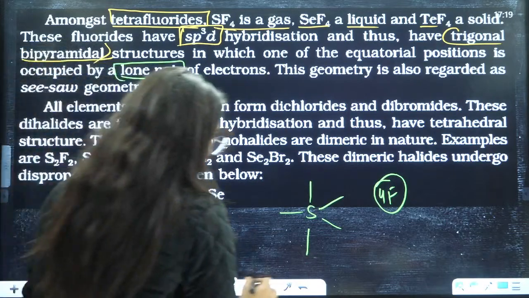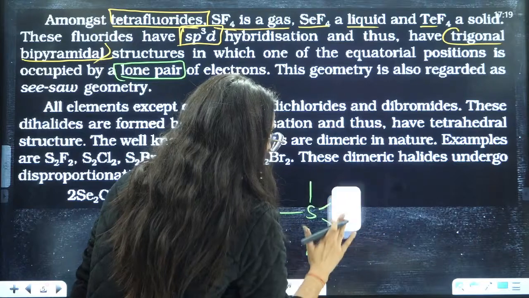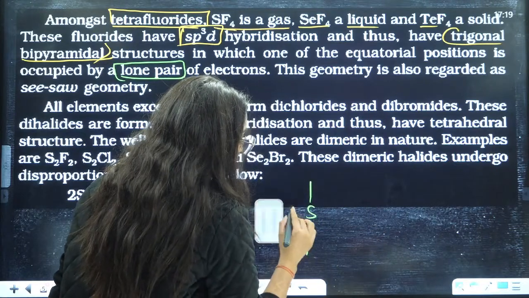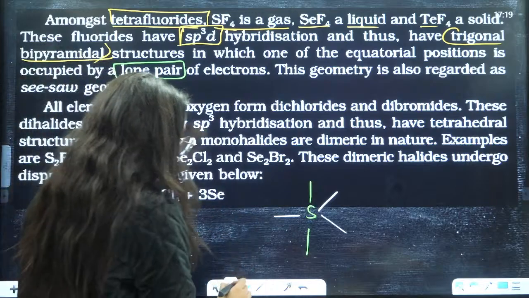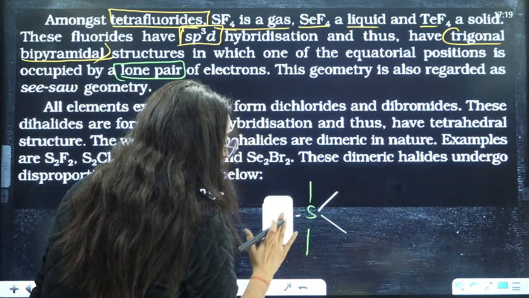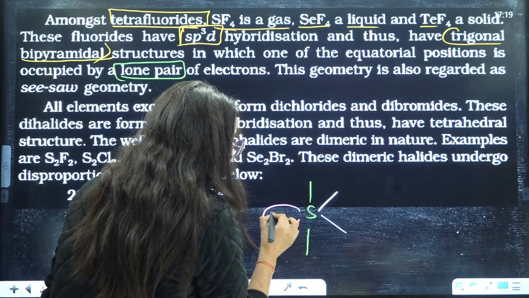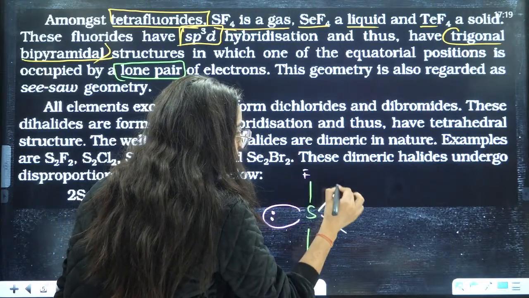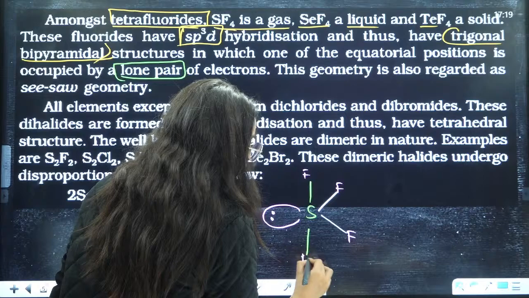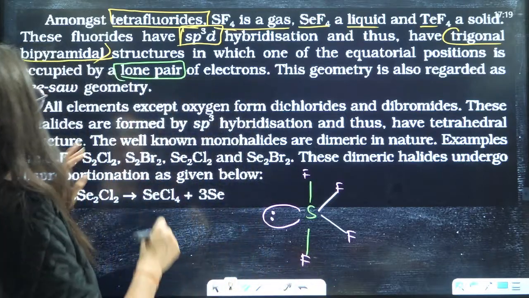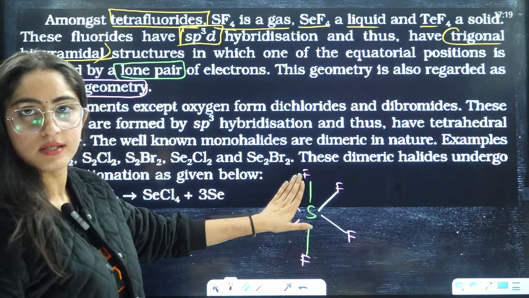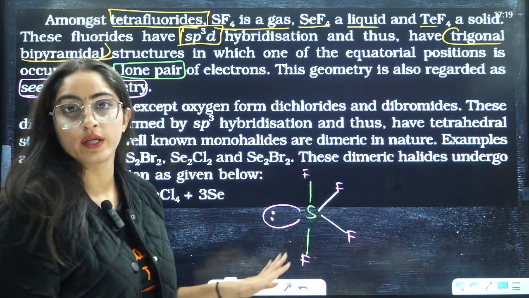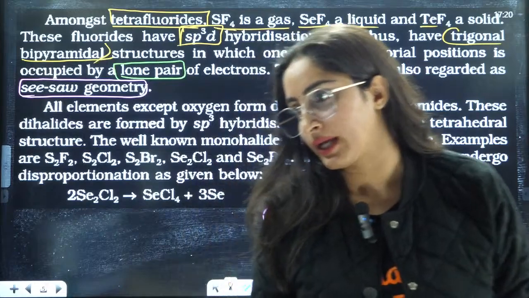What are the equatorial positions? Anybody in the chat box? What is the equatorial position? What I am drawing with this white pen are the equatorial positions. So one of the equatorial positions will have the lone pair, and this is going to be the structure of SF4. That is why it is called a seesaw geometry. Why? Because if you ignore this thing, it looks like a seesaw only. That is why it is a seesaw geometry.